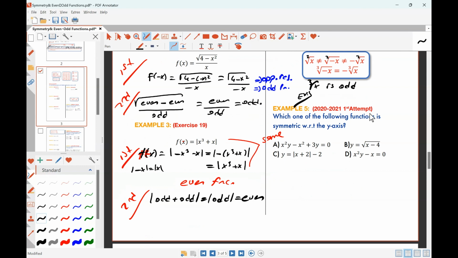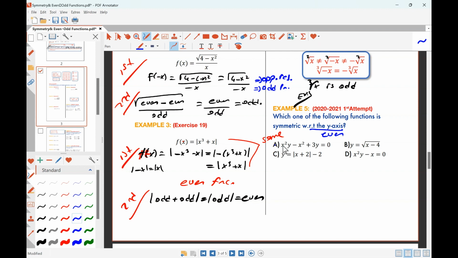2020-21 ministry exam question. Which one is symmetric with respect to y-axis? Meaning, which one is even? So we have another type of question here. Option A and option D are different. I didn't explain this. Now I'm going to explain these types of questions.